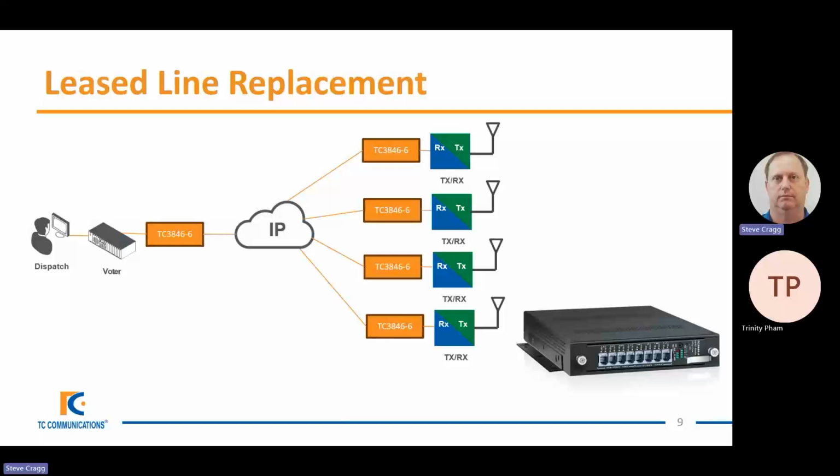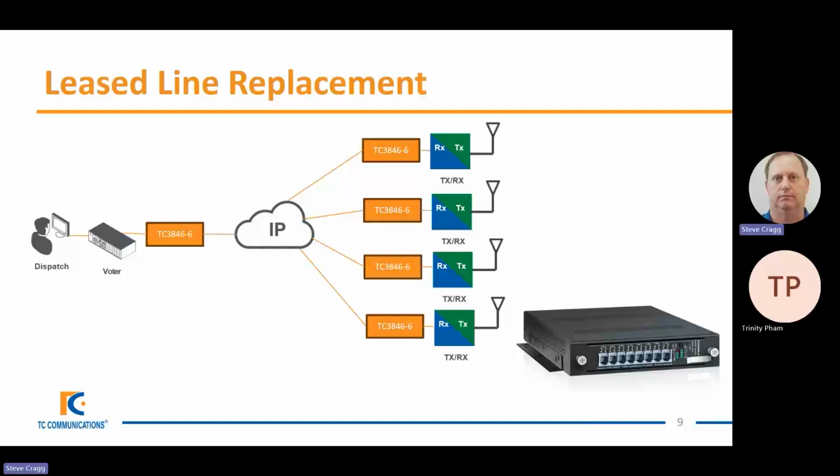And so what do we replace it with? Well, in this case, we use the product on the right, the TC3846-6. This is a 4-wire E&M. It has up to 4 channels per card. And as you can see, you simply connect that to your repeater.